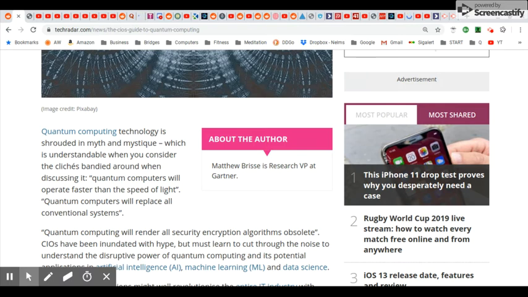discussing it. Quantum computers will operate faster than the speed of light. Quantum computers will replace all conventional systems. Quantum computing will render all security encryption algorithms obsolete.